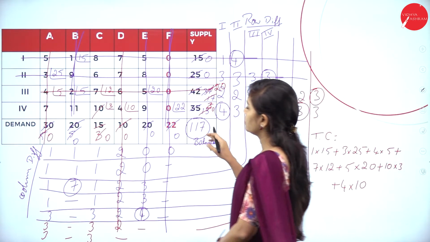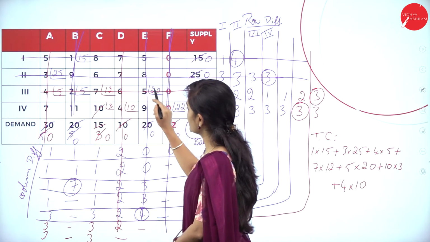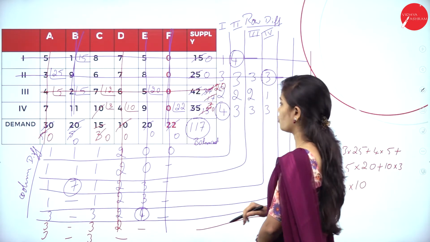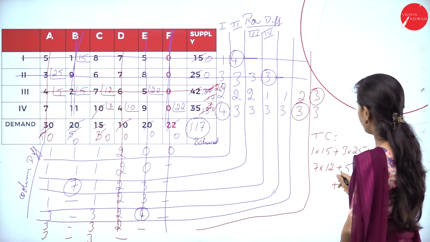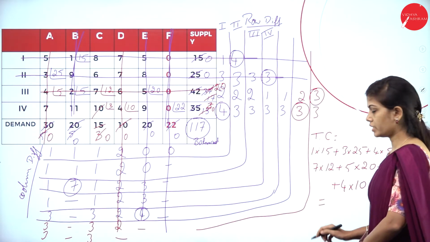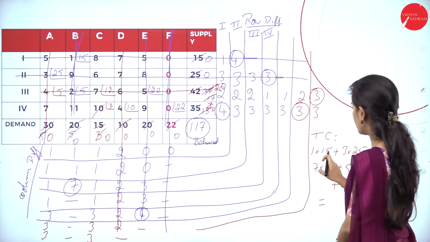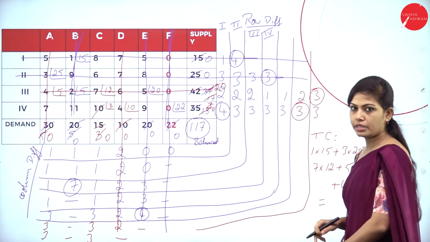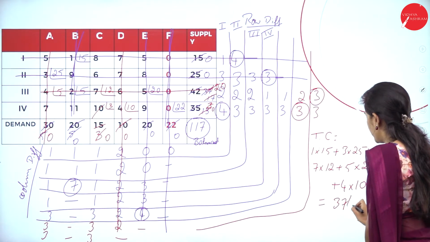So here you just check the allocated cells. 1, 2, 3, 4, 5, 6, 7, 8. 8 cells are allocated. So 0 into 22 is 0 only. So here I have written the 7 allocated cells. So 0 I have not written here. Now you have to find the transportation cost. You just multiply this and add all the numbers. So your transportation cost is 374 rupees.